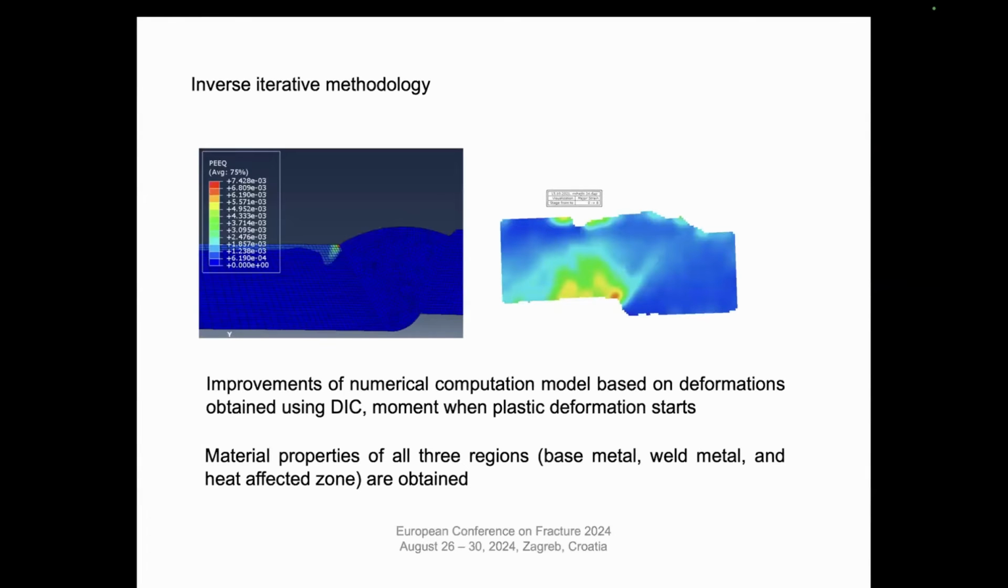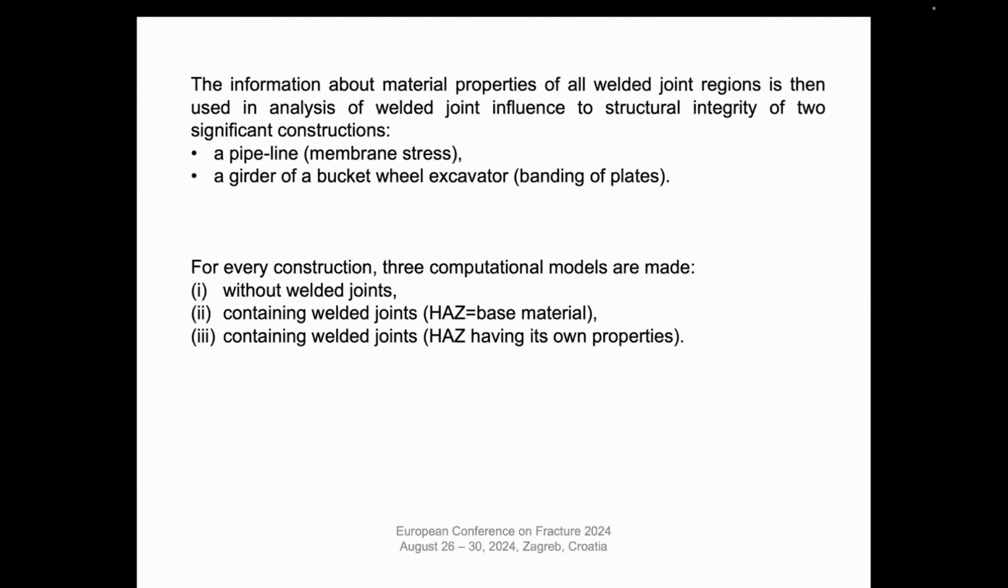So the improved model is developed, and now we are going to apply these conclusions to two significant structures. The first one is a pipeline loaded with internal pressure, which has a stress state dominantly from membrane stress, and the second is the girder of a bucket wheel excavator that is exposed to a bending force. So bending stresses and shear stress are present in that case.